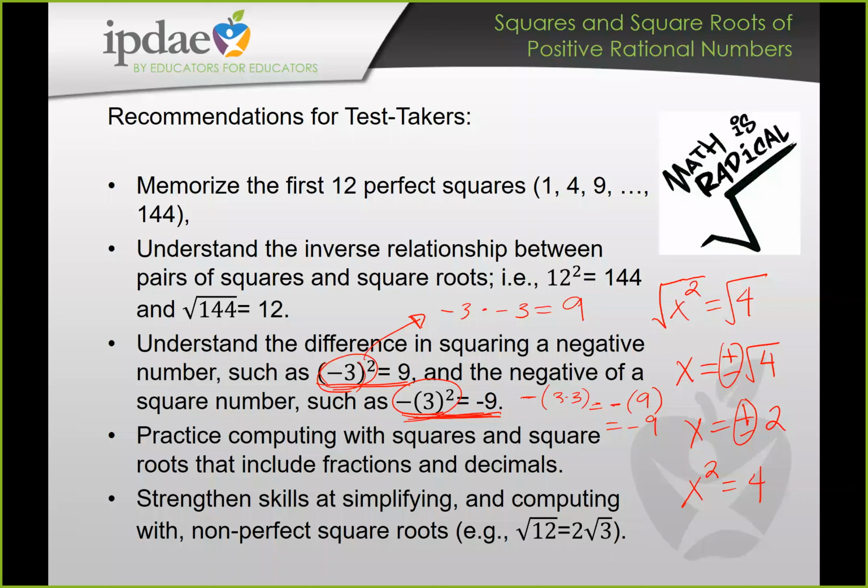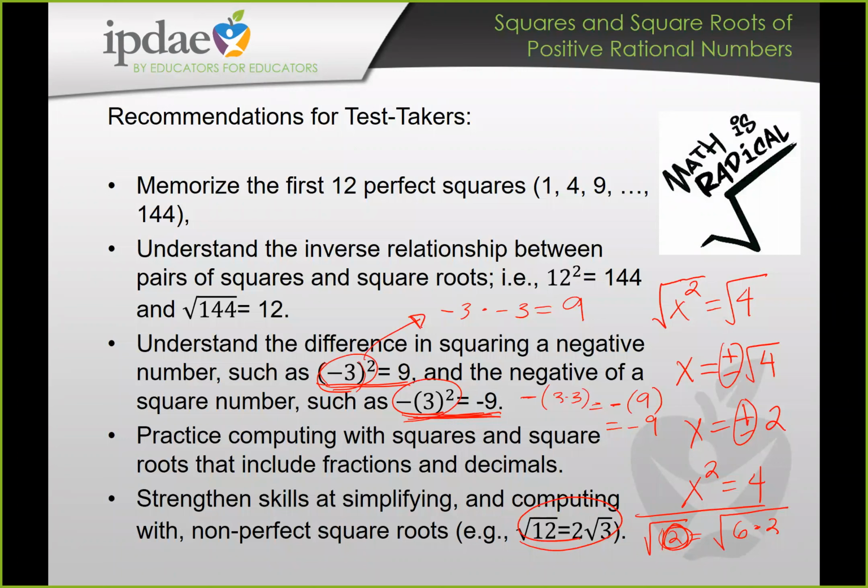And then simplifying non-perfect square roots, just like an example here at the bottom. So the square root of 12 can be rewritten with its factors. So you can rewrite 12 as 6 times 2, but that won't do you any good, because 6 and 2 are not perfect squares.